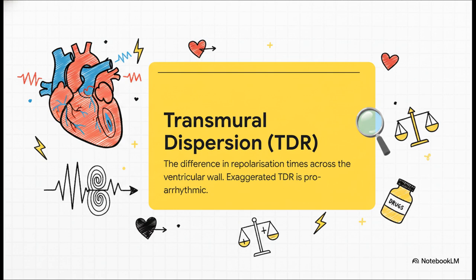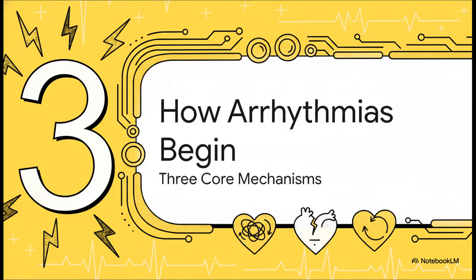The problem arises when it becomes exaggerated by genetic conditions, electrolyte imbalances, or certain drugs. This creates a steep electrical gradient between cells that have finished repolarizing and those that are still lagging behind. This voltage gradient is incredibly fertile ground for life-threatening arrhythmias, particularly that polymorphic ventricular tachycardia we all dread, torsade de pointes. So we have this beautifully orchestrated, yet quite heterogeneous electrical system.